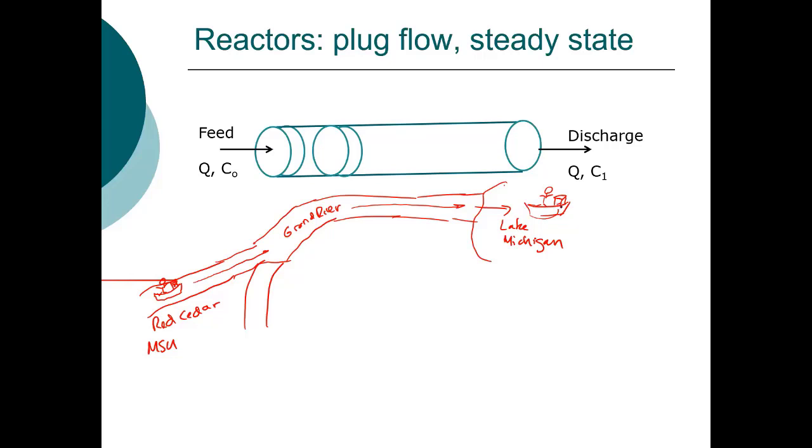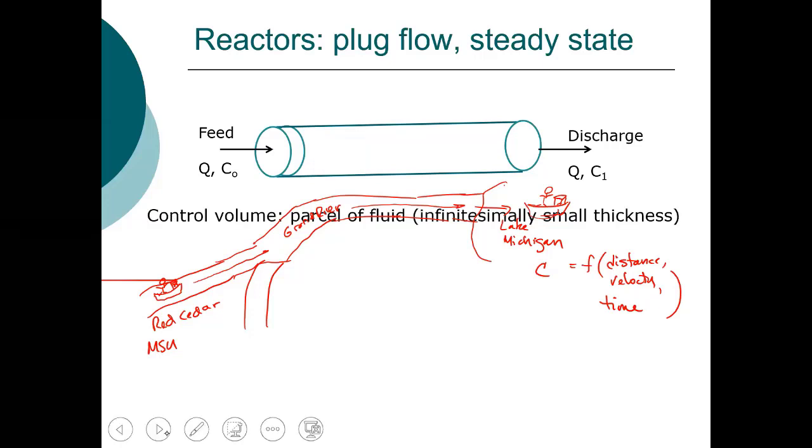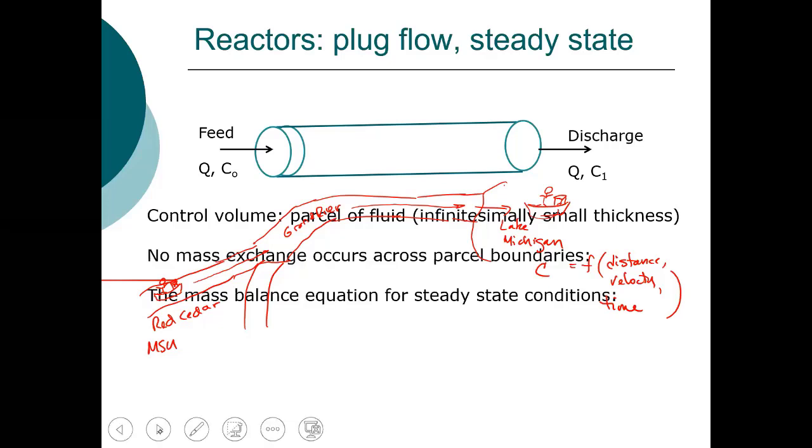So the concentration here is a function of the distance you traveled and the velocity at which you traveled, or the time that it took you to get from here to here. That's what we're describing with a plug flow system. So your control volume is this parcel of fluid.